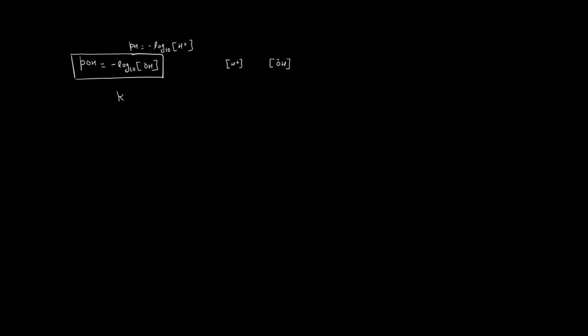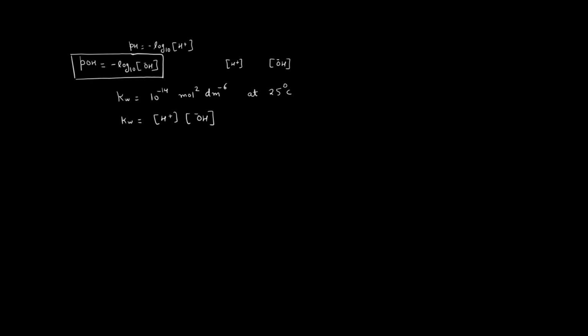Okay, so we know that Kw is 10 to the power minus 14 mole square dm minus 6. This value holds good at 25 degrees Celsius. And we know that the ionic product of water is Kw equals H plus ion concentration multiplied by OH negative ion concentration. This we have studied previously.